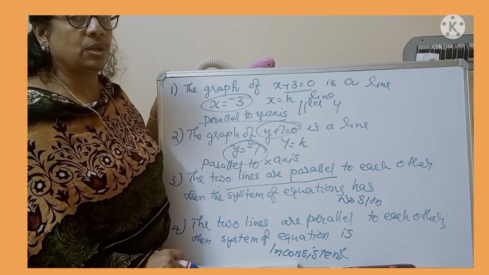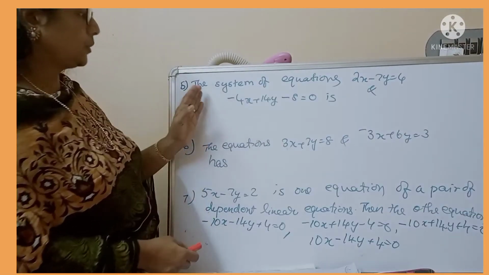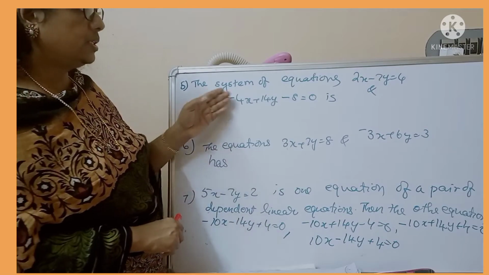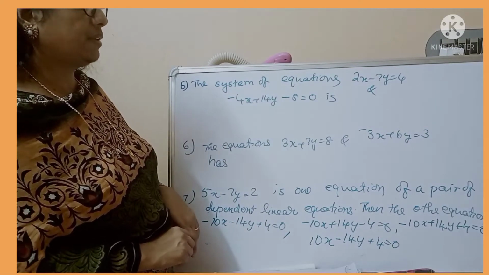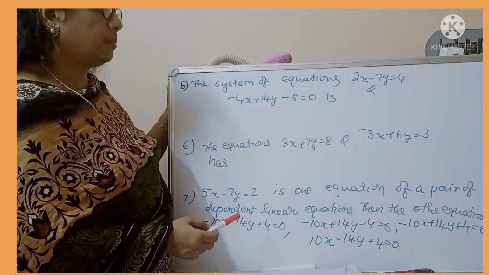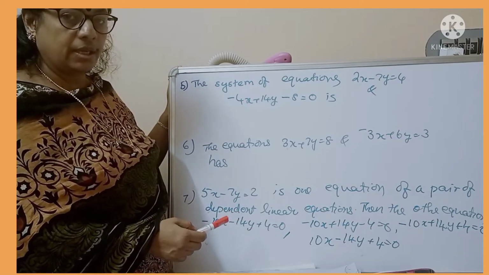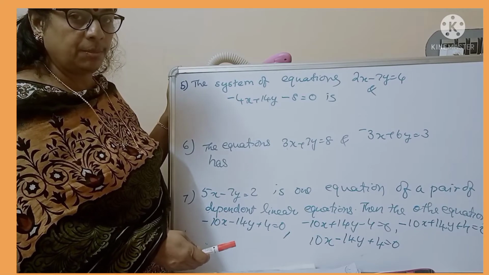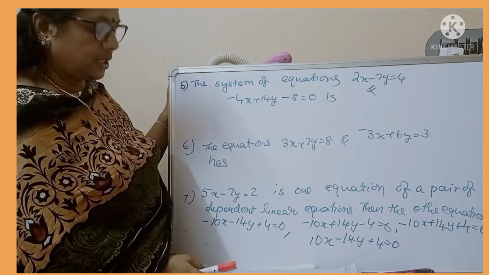Let us move into the next questions. Here, the fifth one, the system of equations 2x minus 7y equal to 4, negative 4x plus 40y minus 8 equal to 0 is dependent equation or coincident equation.